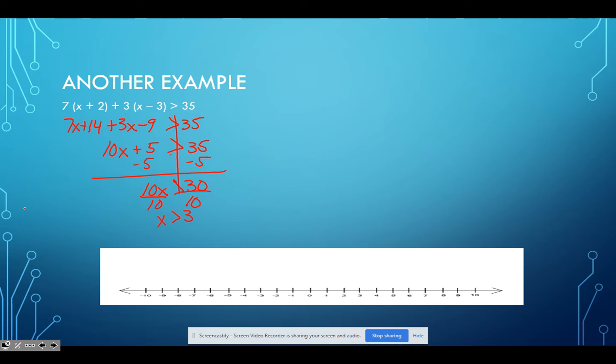So now I want to find 3 on my number line, and this time I want an open circle because I'm not including 3 in my solution set. I'm including all the numbers greater than 3. I take a look at my number line and I see, where are my numbers getting greater? That's going to the right. I'm going to draw my arrow that way and leave an arrowhead on.